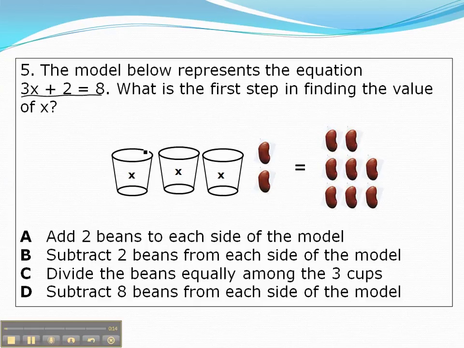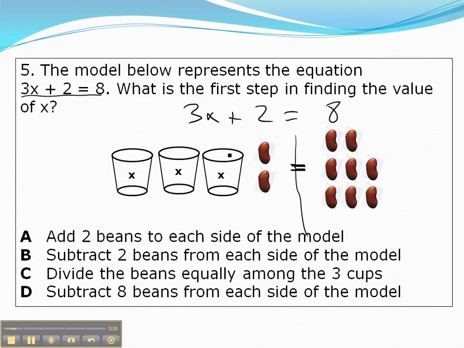3x plus 2, on this side I have 3 cups. They each represent x. So x plus x plus x, or 3x, 3 times x, plus 2 beans equals 6, 8 beans. 3x plus 2 equals 8. Okay, that looks right. The first step in finding the value of x, well, we want to get x by itself on the left side of the equation.